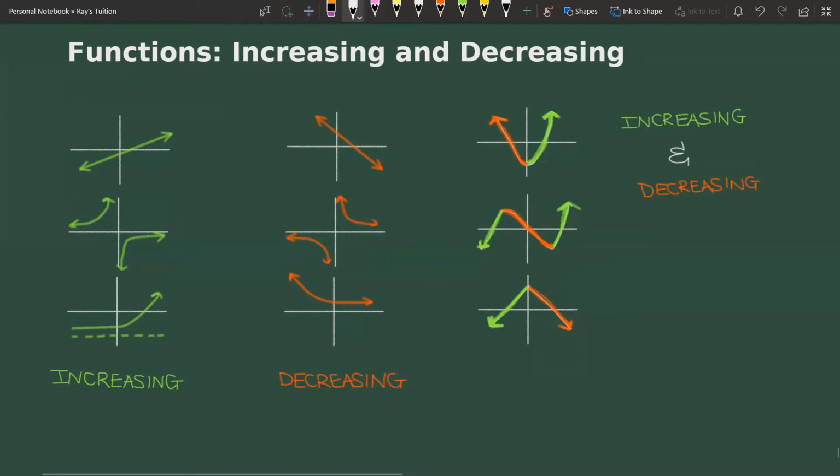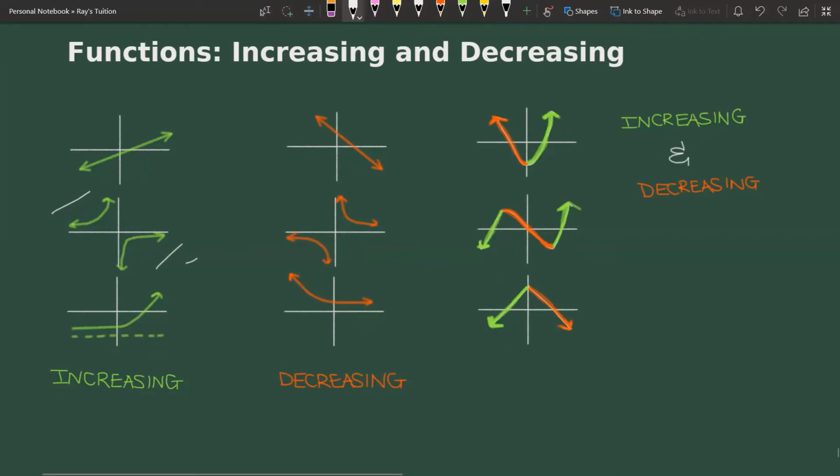For the hyperbola over here, the gradient is positive, so it is in this direction here, which is the positive direction. However, it's not constant like in the straight line. There are cases where it is steeper and flatter. So the gradient is changing, but overall the gradient is positive.